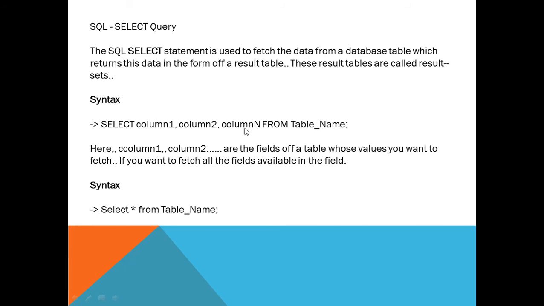Whatever columns you want to fetch, just write the SQL command: select column name, then from, then the name of the table. There is another syntax for fetching data from a table, that is select asterisk, that is the star mark, from the table name. By using the asterisk in place of the column name, you fetch all the data from your table, all the columns.